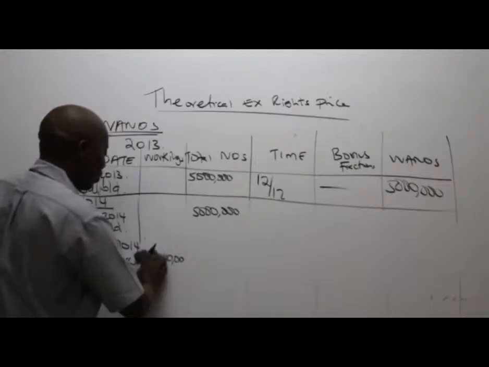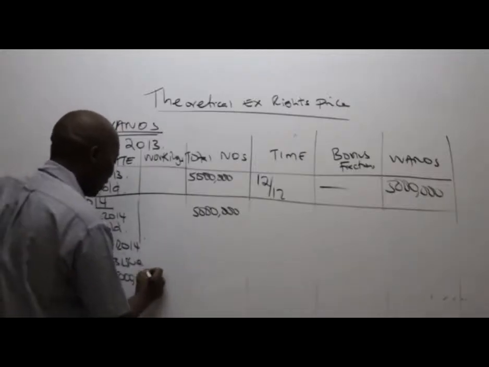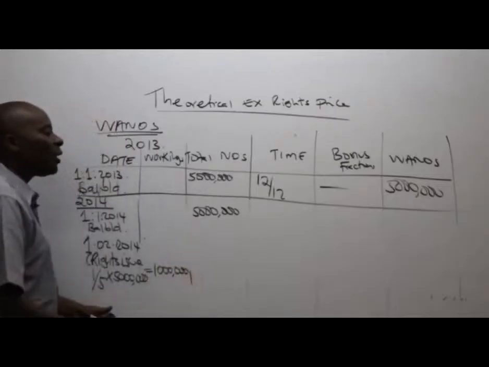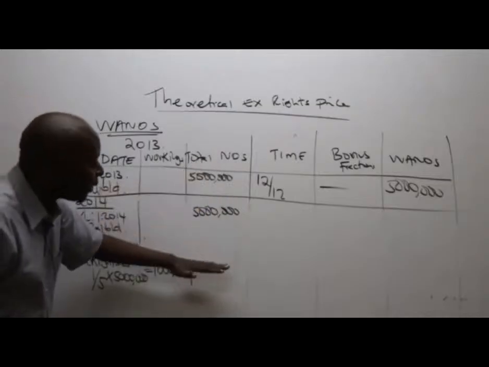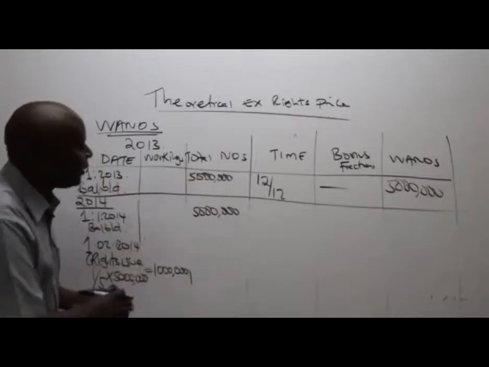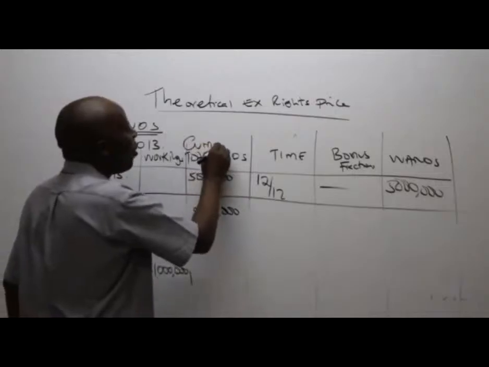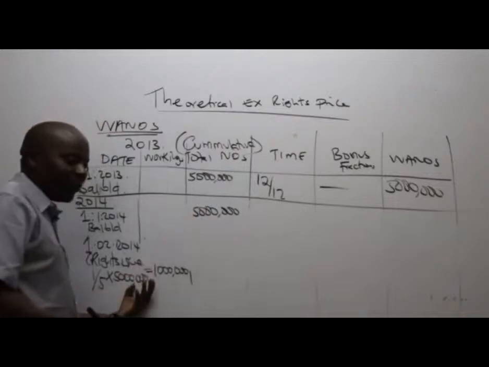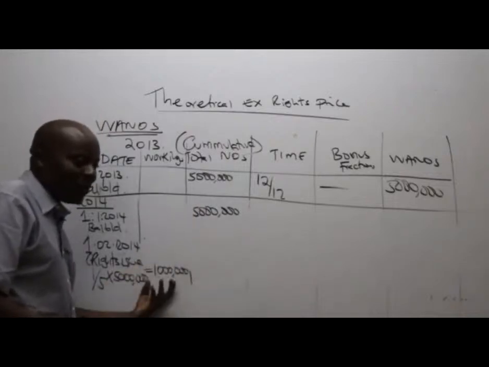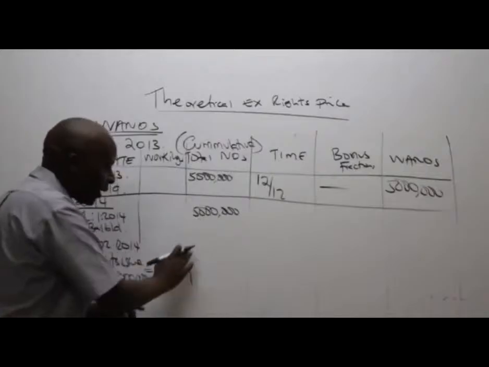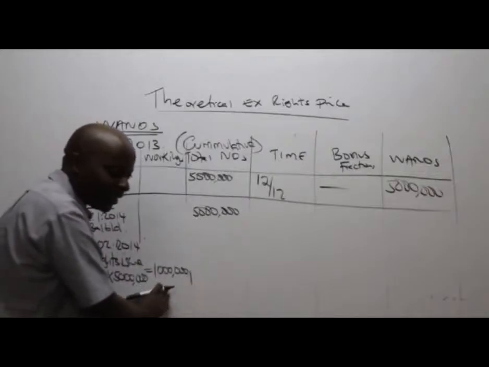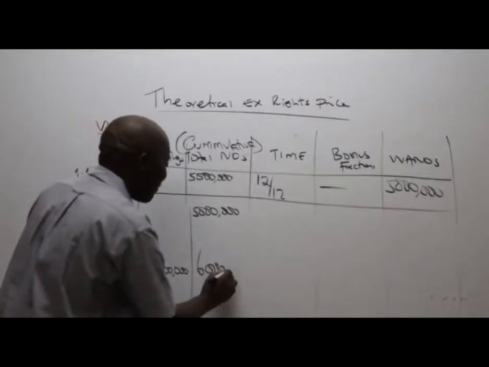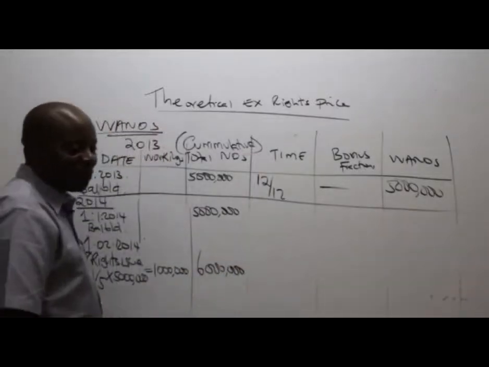Are they 6? No, it equals 1 million here. But I appreciate what that student is trying to tell me. The student is trying to tell me that this column normally takes the total, the cumulative. So 5 million plus a million gives me how many shares in total? 6 million. Thank you very much.